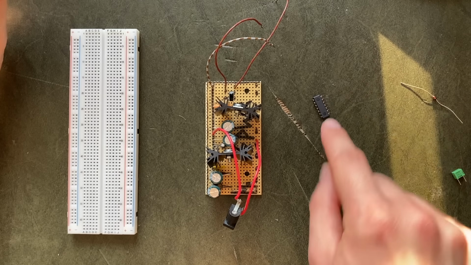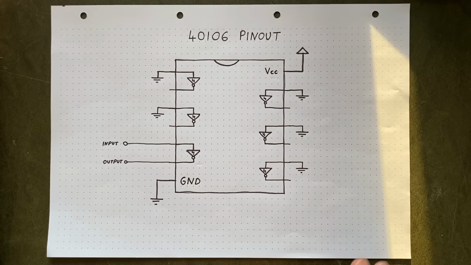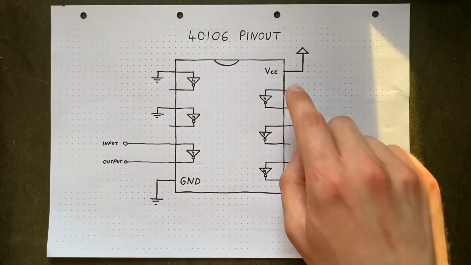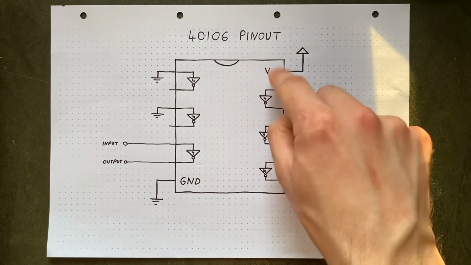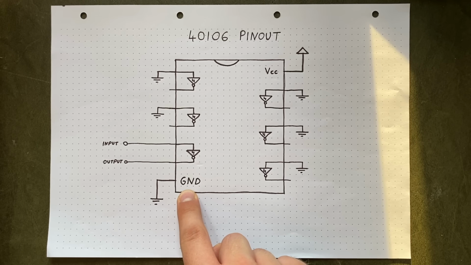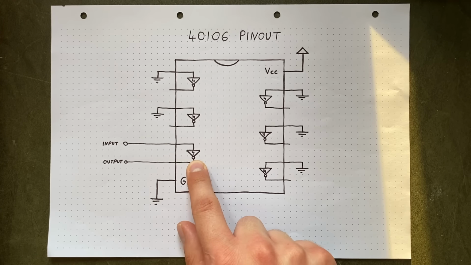And to start off, let's look at how the chip works. Here's a pinout diagram. To get the chip working at all, we need to connect this pin to the power rail, while this pin needs to be tied to ground. Then we can basically choose any of these inverters to be the one we'll be working with. I'm picking the one down here.